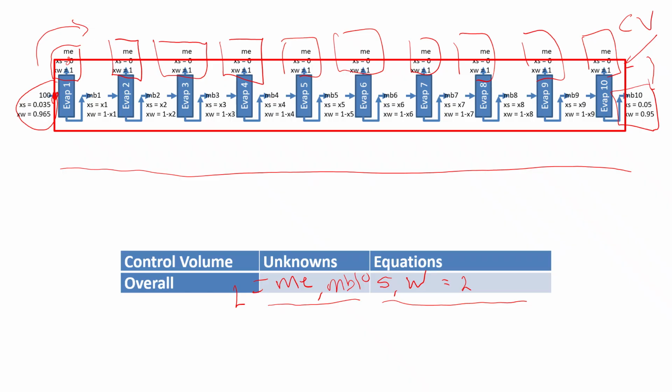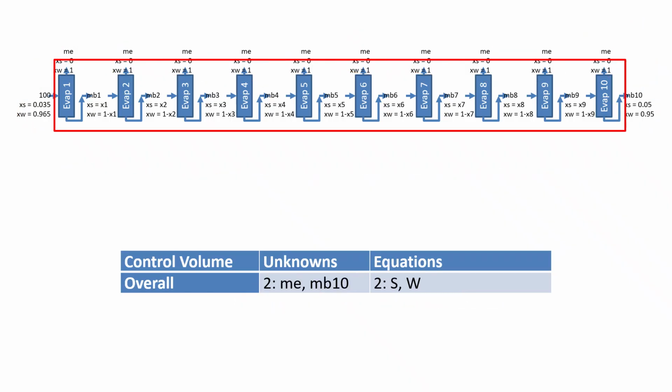So we can solve for those two unknowns by writing mass balances, a combination of the overall balance, or a balance for the salt component, or a balance for the water component. And we're going to do that. Before writing those component balances down, I'm just going to tidy up our table to show you that we have two unknowns, ME and MB10, and there are two components, so there are two equations. We have a salt component and a water component.